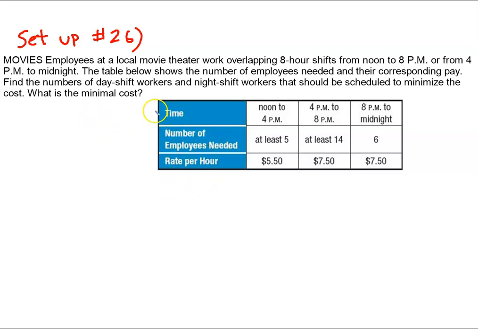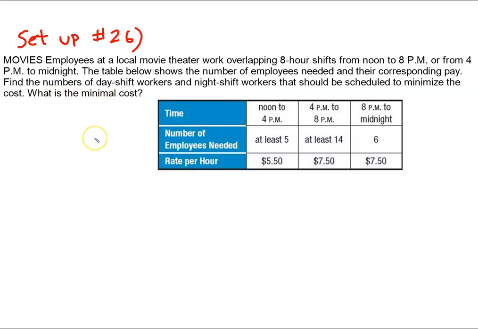So once again, first of all, we've got to identify some variables. So let's see what it is that the question is asking for. Find the number of day shift workers and night shift workers that should be scheduled to minimize cost. So this is going to be a minimum function. We're going to have a cost function. And then we've got to find out eventually, well, what is that minimum cost?